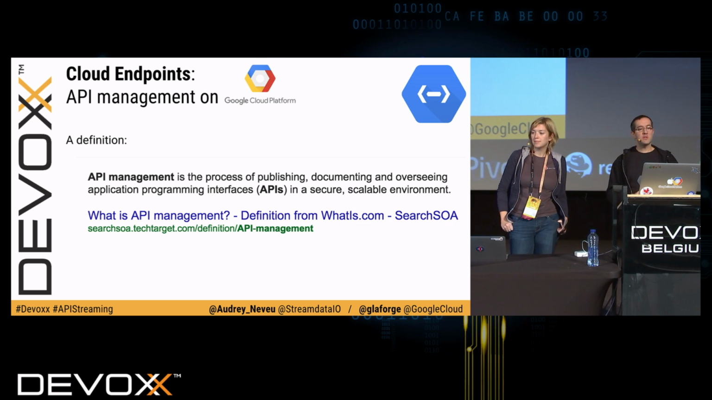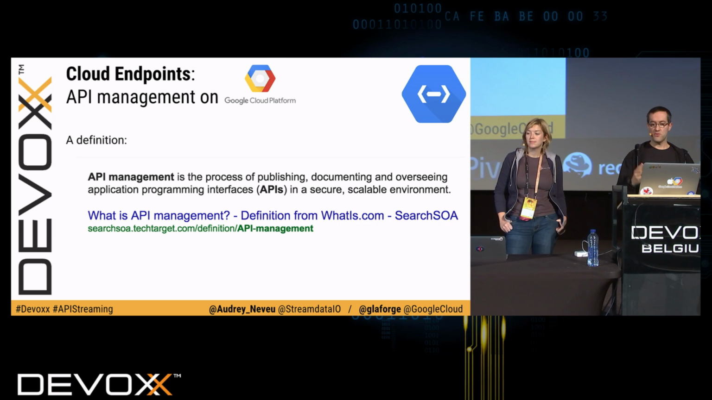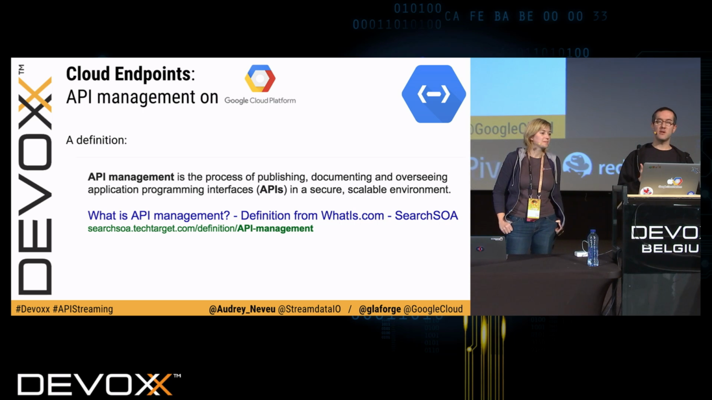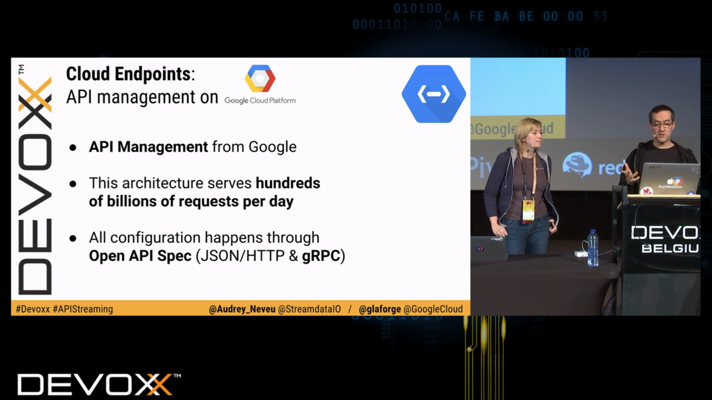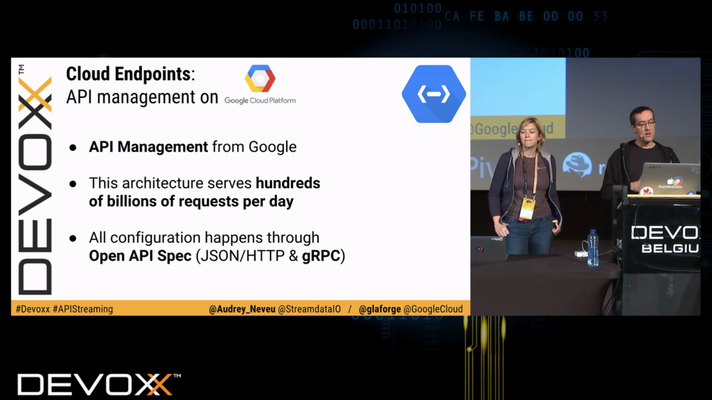So API management. A quick definition of API management, taken from Google search: if you type API management, you're going to see something like this. API management is really the process of publishing, documenting, overseeing APIs in a secure and scalable environment. So those points are interesting. And basically, Cloud Endpoints is Google's own solution for API management.